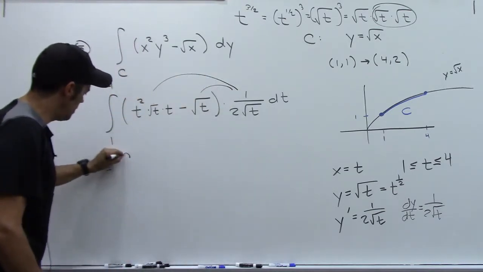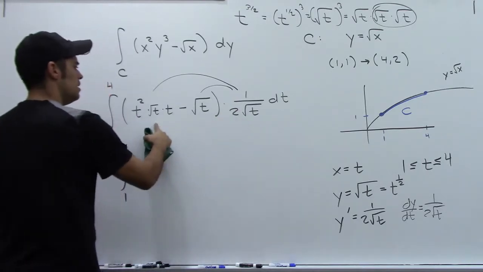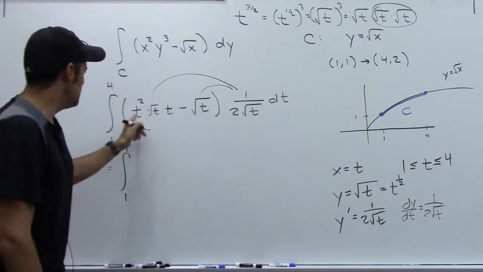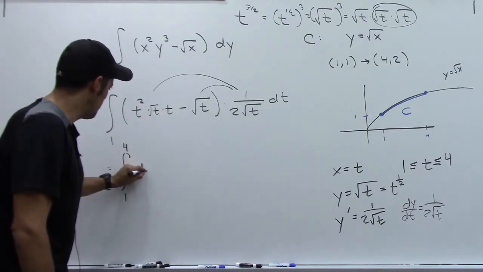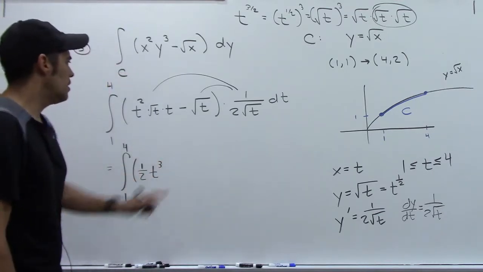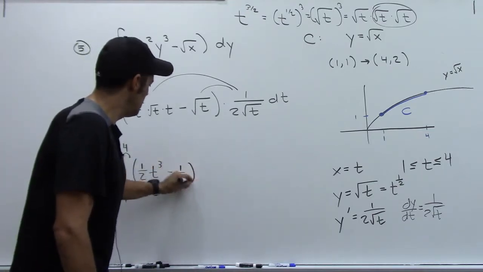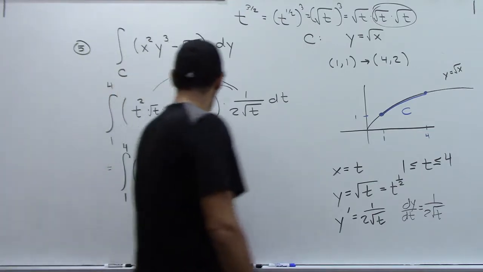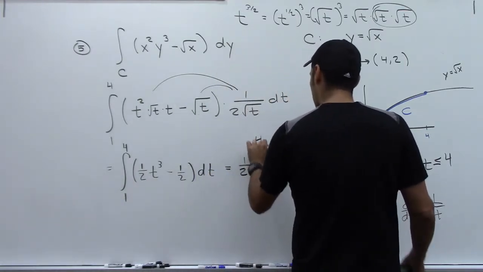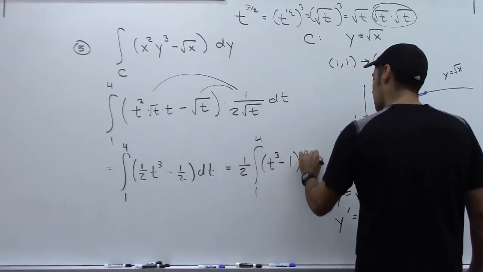We'll get the integral from 1 to 4. When I do this to this, this root t and that root t cancel. So all I'm left with is a t cubed over 2, so I'll write 1/2 t cubed. And then when I go here to here, the roots cancel. I just get minus 1/2 dt. And I can pull a 1/2 out of everything and be left with t cubed minus 1 dt.